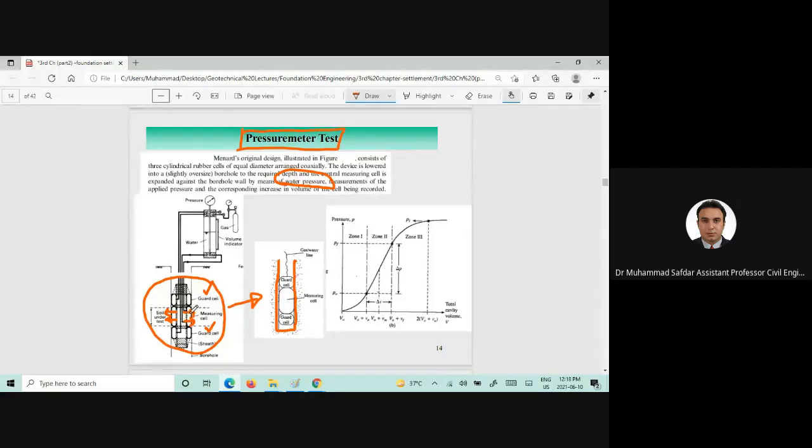try to expand and apply stress, or pressure, on the soil, and we can plot that stress and volume curve, or the pressure volume curve. From this pressure volume curve, delta P and delta V, a change in the pressure and change in the volume, the modulus of elasticity can be estimated.